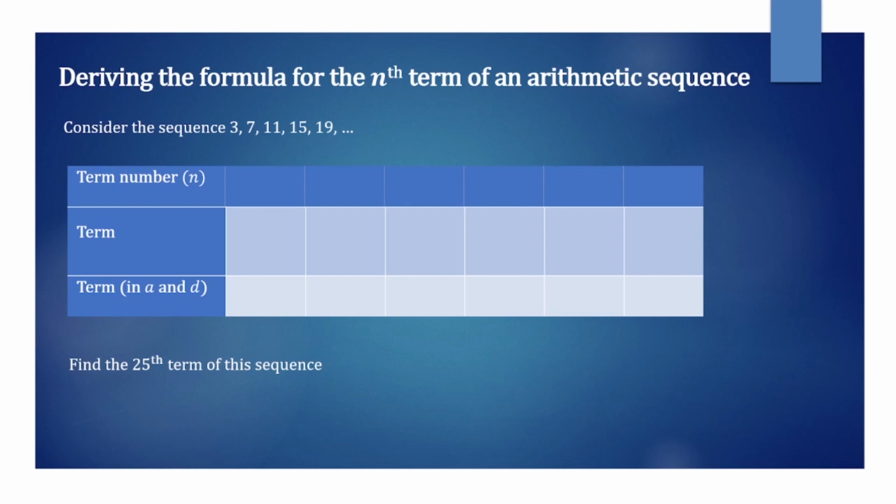In this lesson, I'll show you how to derive the formula for the nth term of an arithmetic sequence. To do that, we'll use an example. It's a sequence: we have 3, 7, 11, 15, and 19, and so on.